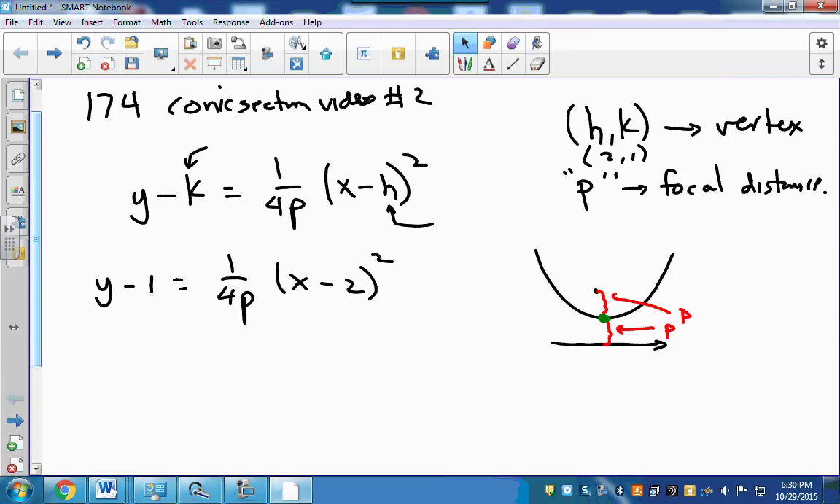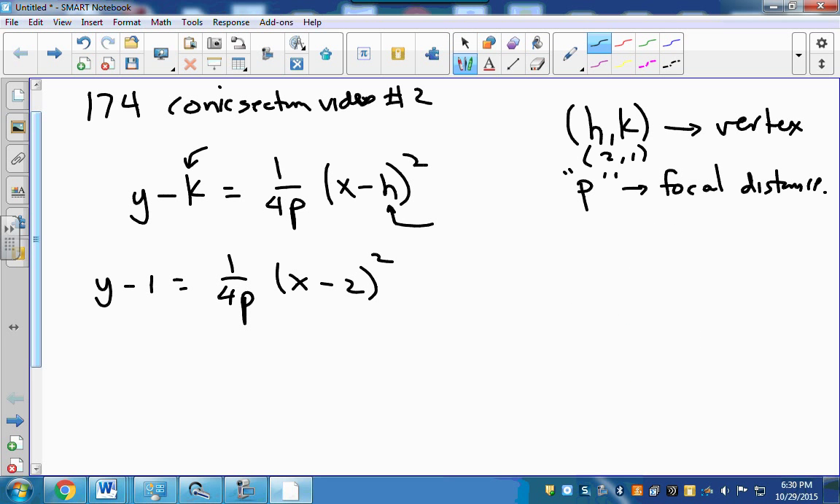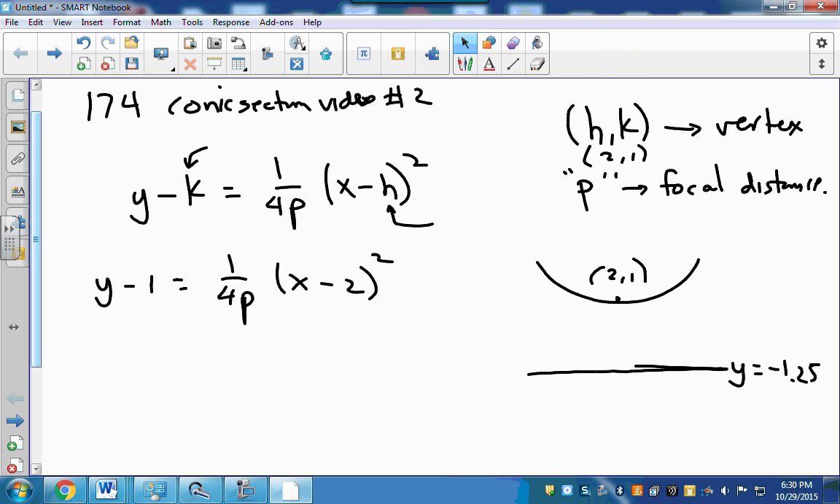Well, if you look at the picture, let's see if I can redraw this a little bit. We have the parabola with the vertex given. This is the ordered pair 2, 1. And we have the directrix down here at y equals minus 1.25. So we need to figure out this distance. And again, you can use the distance formula, but it's a vertical distance, so you don't need to do a triangle. 1 up and negative 1.25 down. This p is, let's see, this p is equal to 2.25.